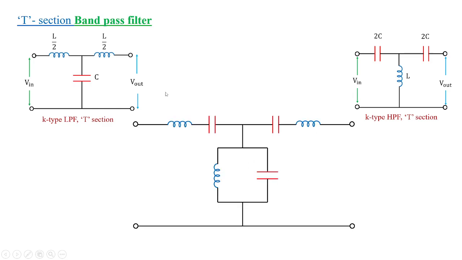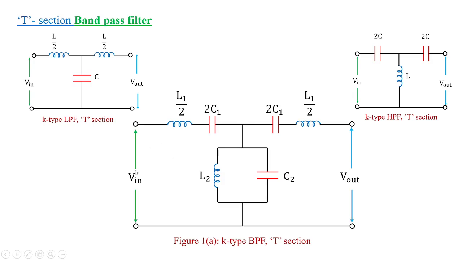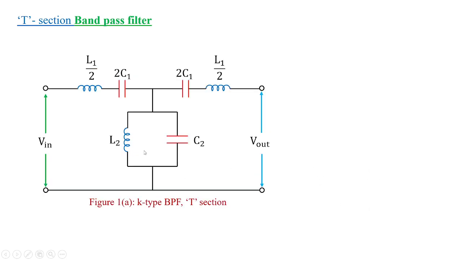You can see the combination of these two here, where you have the low pass filter design with L by 2 as L1 by 2, L1 by 2, and the T is shared by C2. Under the high pass filter, you have 2C, 2C, so that becomes 2C1, 2C1, and this L becomes L2. So this is the T section of the band pass filter. You have the input signal and we get the output signal.